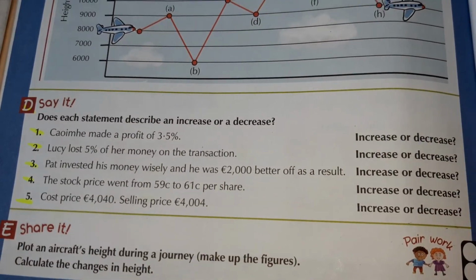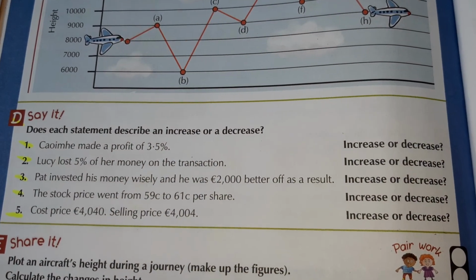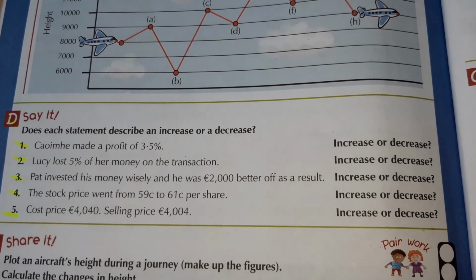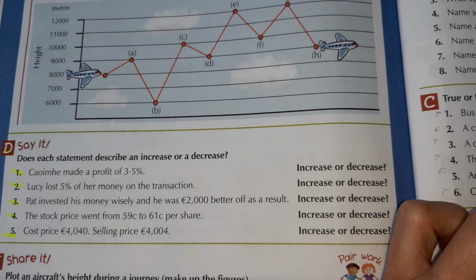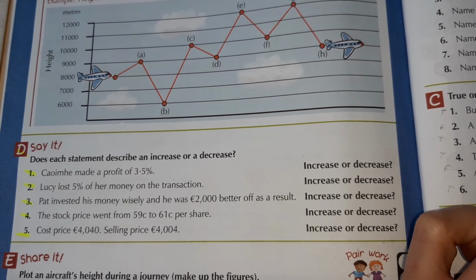And look at the statements. Is it an increase or a decrease? Read each statement. So the first one you should have increase, 2 is decrease, 3 is increase, 4 is increase, and 5 is decrease.